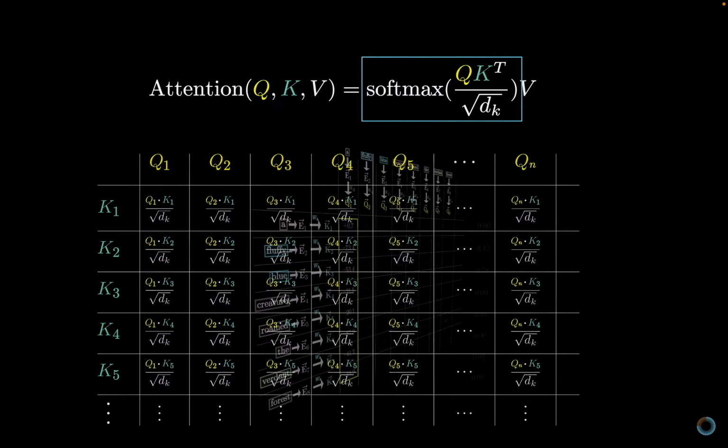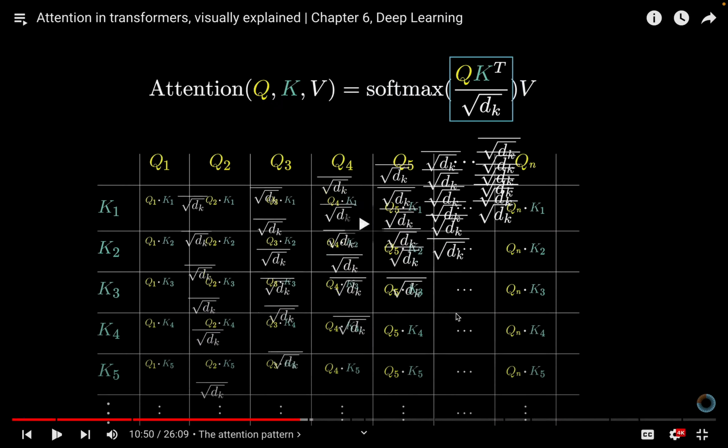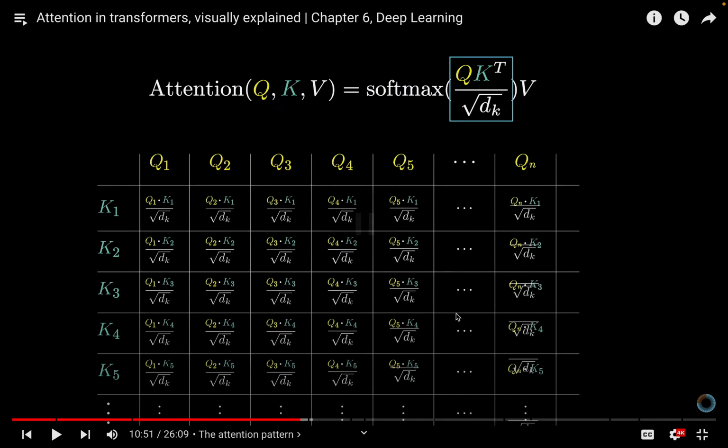Why the square root of the dimension of k? Why did he choose that? Like, why didn't you divide it by like 2 or something? I don't know.